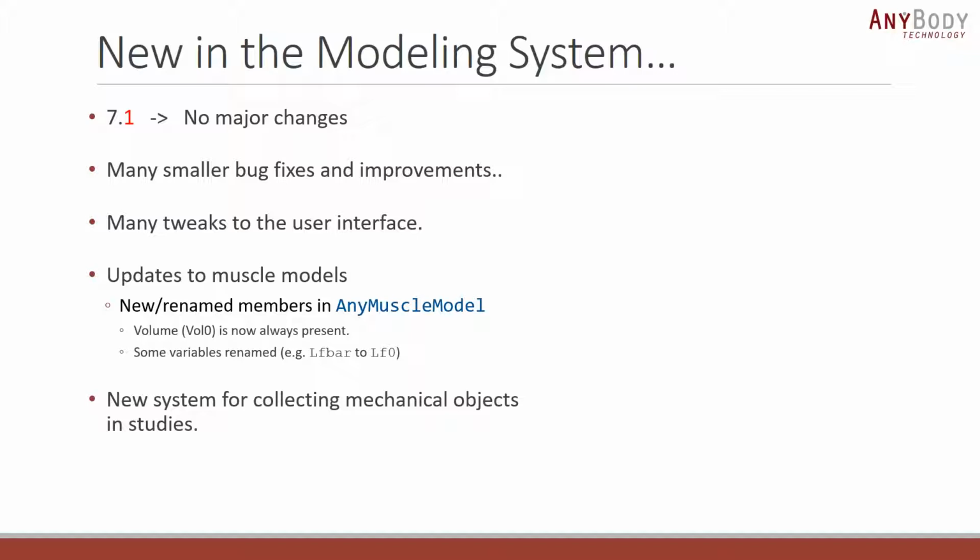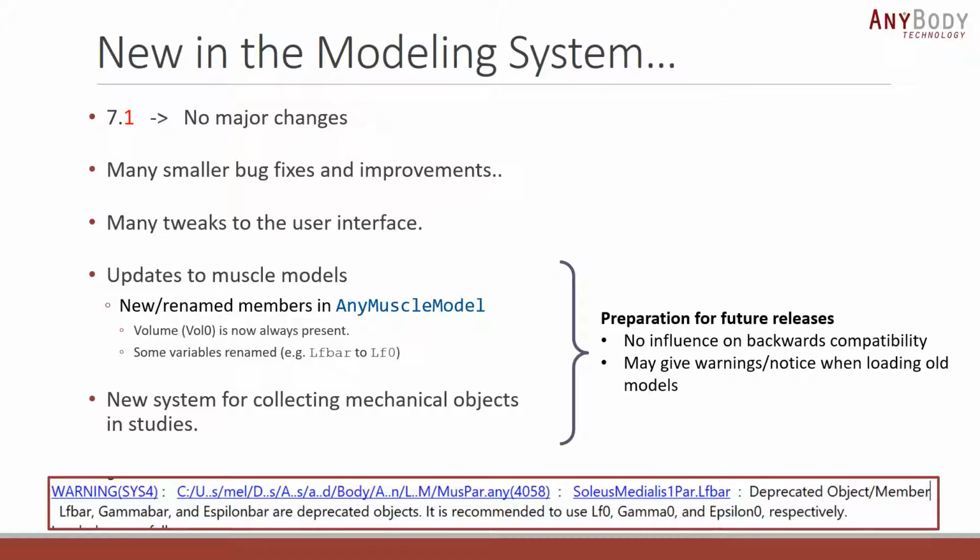The updates to the muscle models are basically some new variables that are added to the AnyMoCap class. But I'm mentioning them because they are basically preparation for future releases. They have no influence on your actual model. So if you download the new modeling system, install it and load your older models, everything will work as it should. But you may get some warnings and notices about renamed variable names. For example, now the AnyMoCap class always contains the volume, and there are some variables that have been renamed. But when you get these warnings, it's really not a problem.